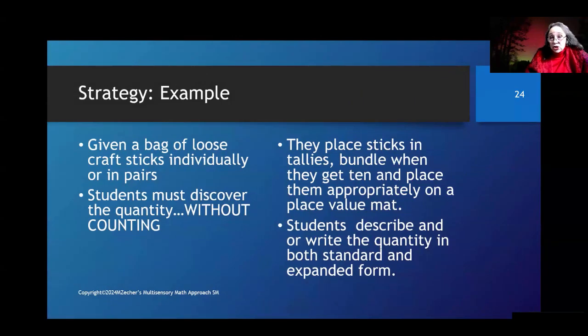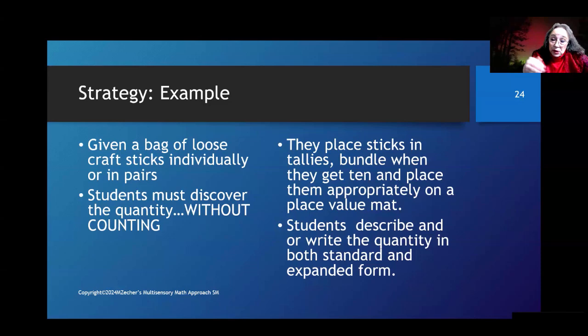Here's one strategy I love from about second or third grade on, and I've used this in intervention for middle school students. Give a student a bag of loose craft sticks. You can do it for individuals or pairs of students for collaborative learning. Students must decide the quantity without counting. They could estimate, and then they begin by placing the craft sticks in tallies with a bundle when they get every 2 sets of tallies and place them in the appropriate place on a place value mat. With my students, I sometimes will say, how many tens can you build in 2 minutes? That's a good use of a timed activity.